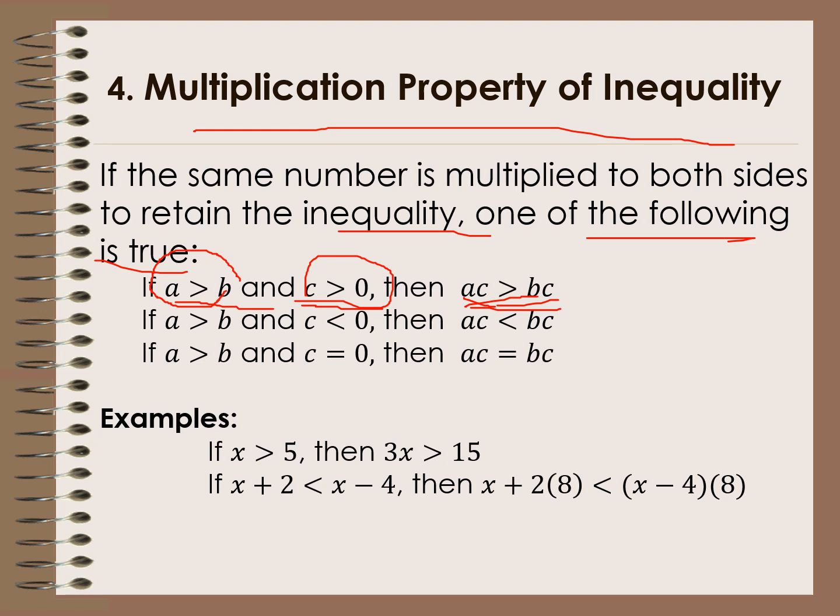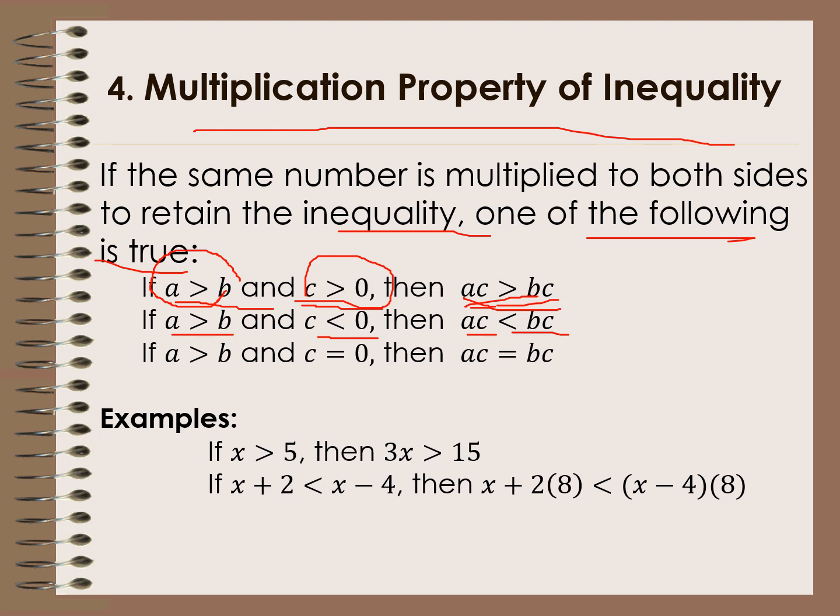And the second one, if A is greater than B and C is less than 0, what would happen to the concluding answer? Okay, AC is less than BC. So meaning to say, if you multiply or divide both sides of the inequality by a negative number, the original inequality will just reverse its sign. It would become less than. So if it is less than on the original and you multiplied or divided by a negative, then it would be greater than on the concluding part. But if you multiplied by a positive, then the inequality symbol will not change.